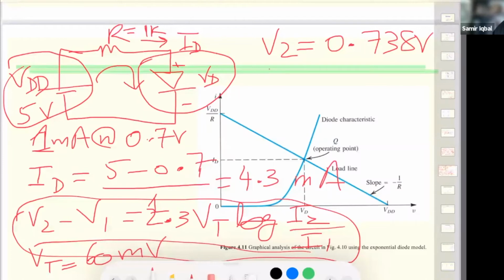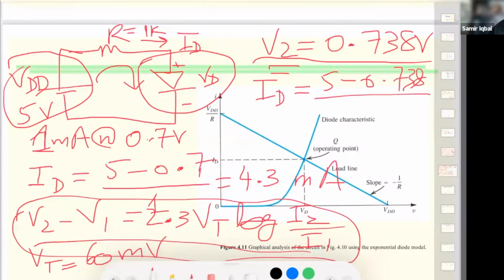Now, is this showing a change in my current? I can see if the diode current is changing, and we see that the voltage across the diode is still in the same ballpark, 0.7, which is its operating voltage. And if I plug in this number, we can see that we still get the same current as before, which is 4.262.